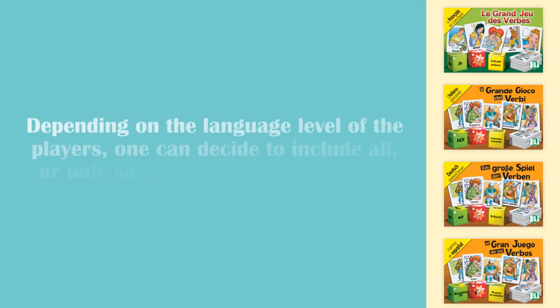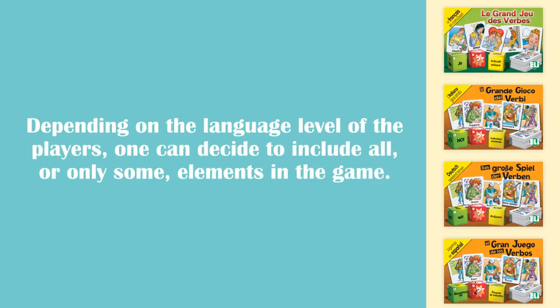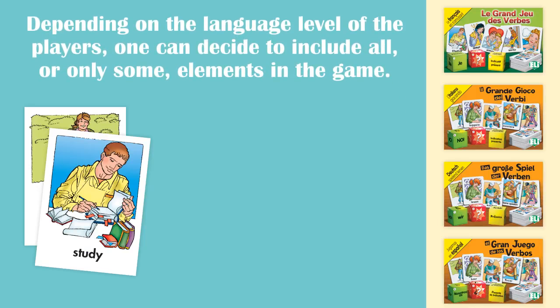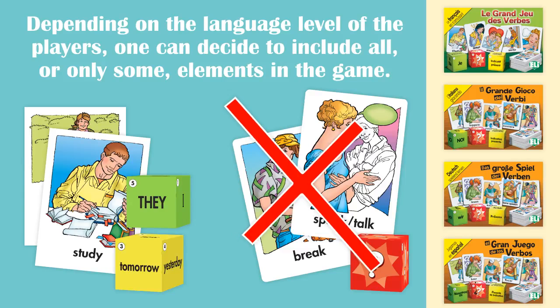Depending on the language level of the players, one can decide to include all or only some elements in the game. For instance, for an easy game, use only common regular verb cards, the personal pronouns die and the time indication die. Set aside irregular verb cards and the symbols die.